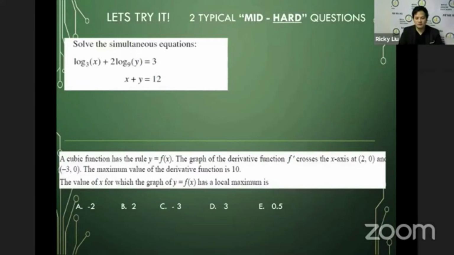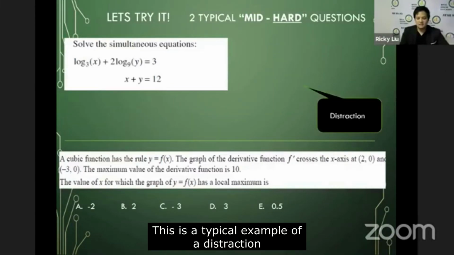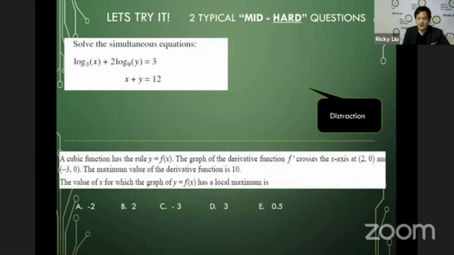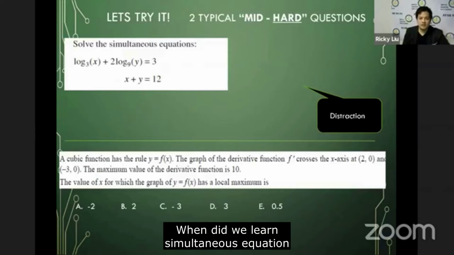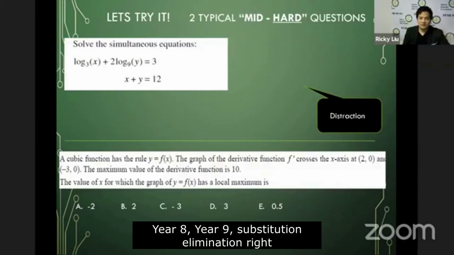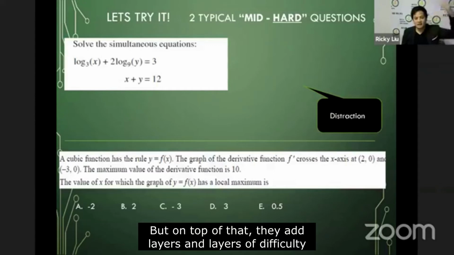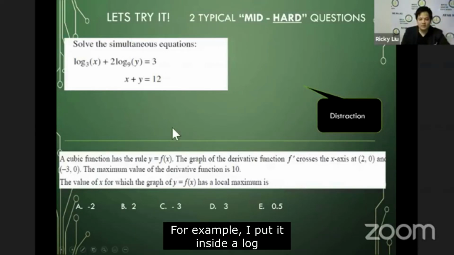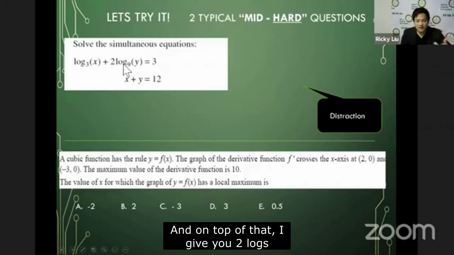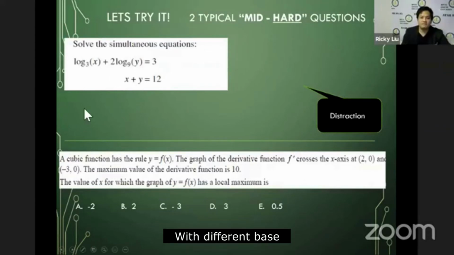For example, the first one, nothing to read. This is a typical example of distraction. By looking at this, solving for x and y, everyone knows that it's a simultaneous equation, yeah? When do we learn simultaneous equations? Year 7, year 8, year 9, substitution, elimination, right? But on top of that, they add layer and layer of difficulty. So the examiner adds 2 layers of difficulty. For example, I put it inside the log. And on top of that, I give you 2 logs with different bases.